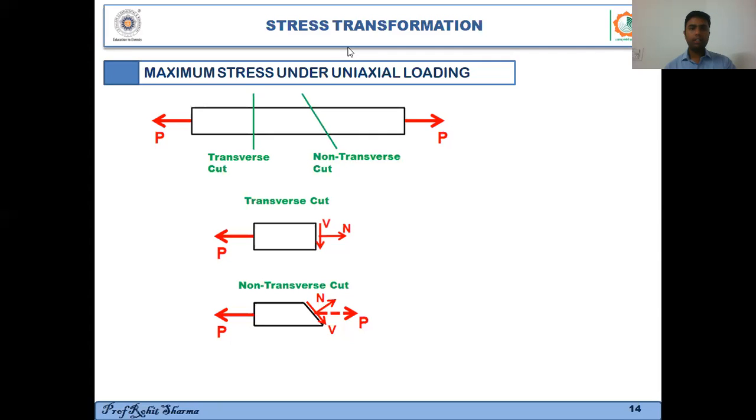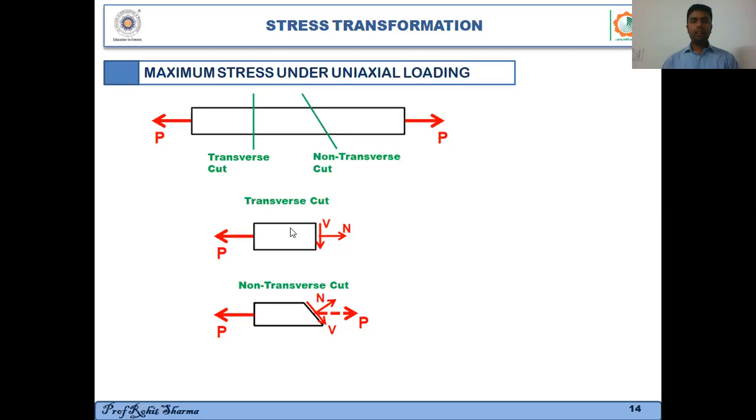So suppose that you have a bar which is under the action of uniaxial loading, and you need to find out what are the various stresses inside the bar. There are many ways you can do that. First of all, you have to cut the bar using an imaginary section. So suppose that I put a transverse cut over here. Transverse means perpendicular to the axis. If I consider the left section of this bar, this is the left section of this bar.